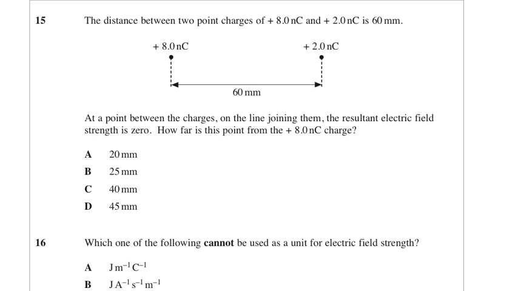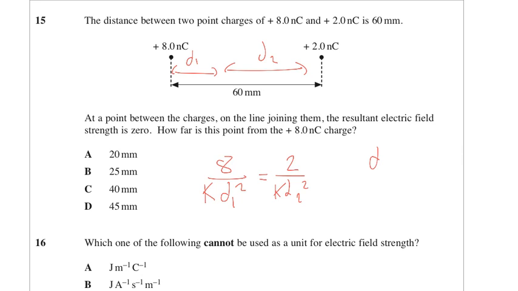The distance between 2 point charges of 8 nanocoulombs and 2 nanocoulombs is 60 millimeters. At a point between the charges, the resultant electric field strength is 0. So how far is this point from the 8 nanocoulomb charge? So let's call that one d1 and that one d2. So essentially 8 over k d1 squared is equal to 2 over k d2 squared. We also know that d1 plus d2 is 60.